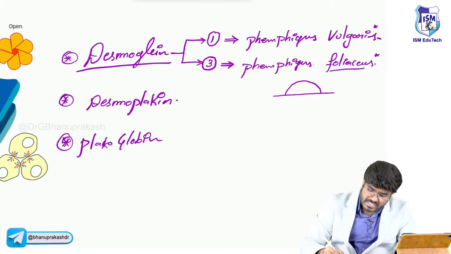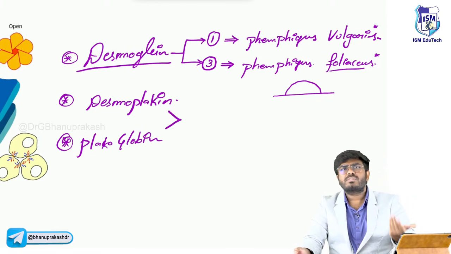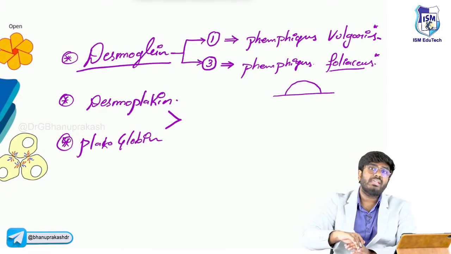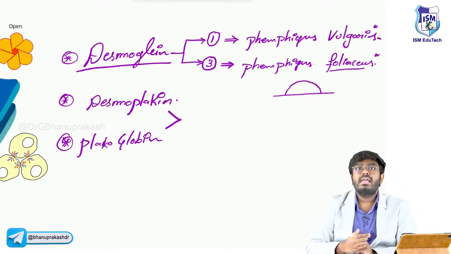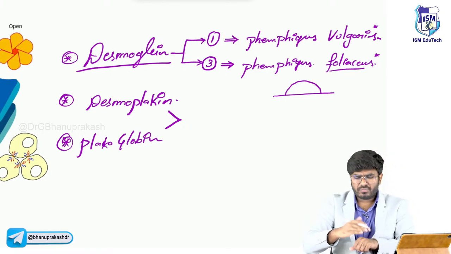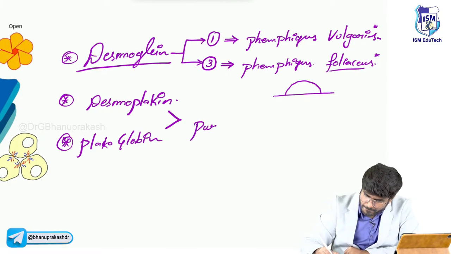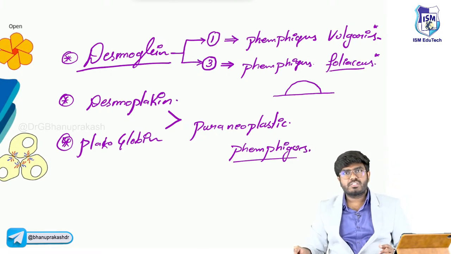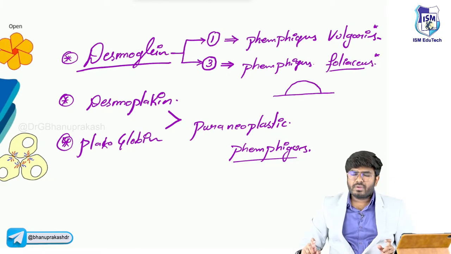Done. So desmoplakin and plakoglobin, what are they? They are also desmosomal proteins. Defect in these desmosomal proteins will cause a different type of pemphigus, called paraneoplastic pemphigus. So they will ask you, paraneoplastic pemphigus is due to defect in desmoplakin, plakoglobin. Pemphigus foliaceus is due to defect in desmoglein 3. Pemphigus vulgaris is due to defect in desmoglein 1.